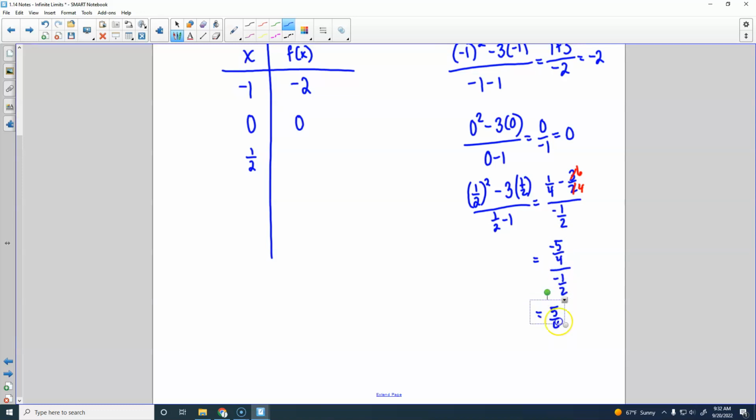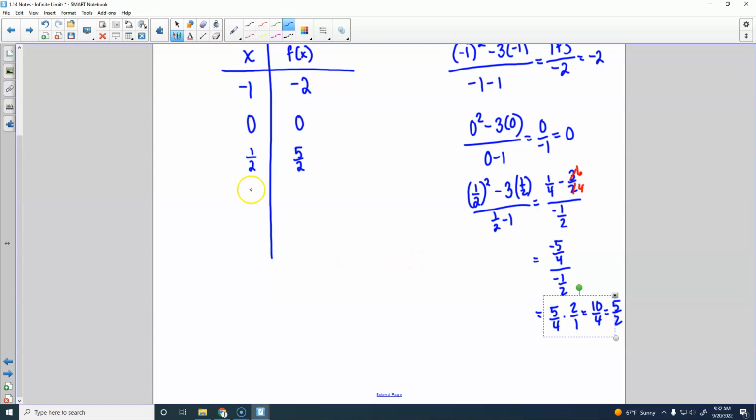Dividing fractions is easy as pie. Flip the second and multiply. So 10/4 or 5/2, 2.5 there. Alright. Looks like our numbers are increasing. So probably positive infinity. Probably to be just a little safer, I might go with one more.